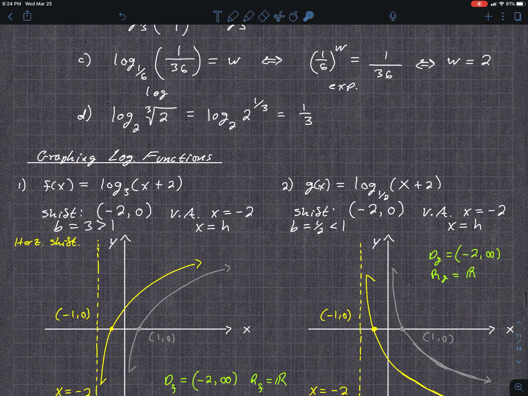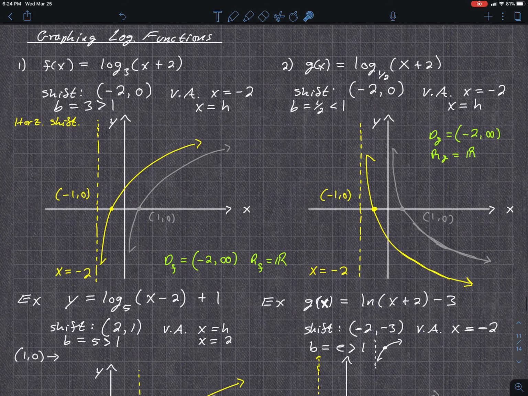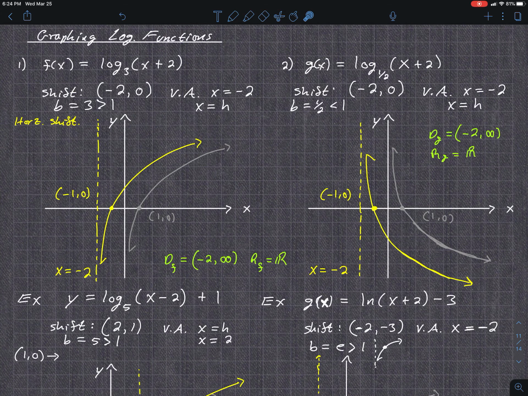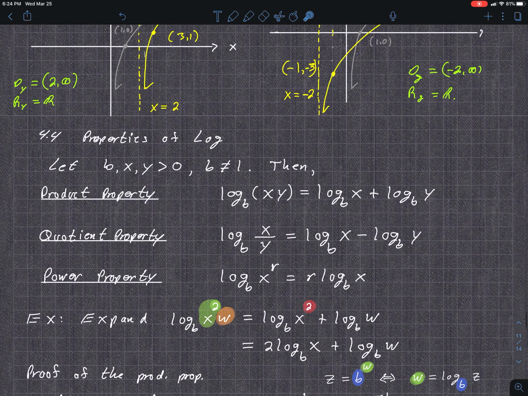Okay, so go over all that stuff. And I will be posting all this stuff, the video and my lecture notes, online on Canvas. Okay, we did some graphing. This was like the next day. We did a bunch of graphing of logarithms, so go over all that.